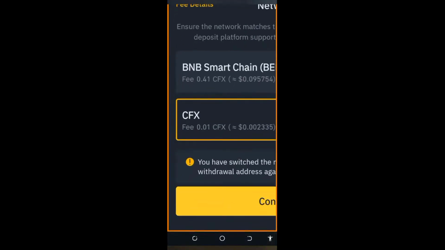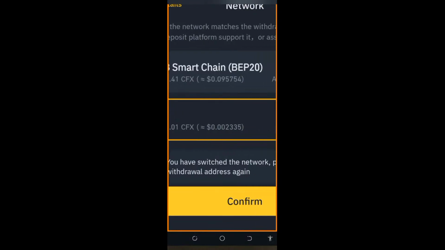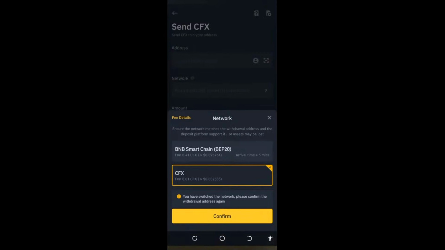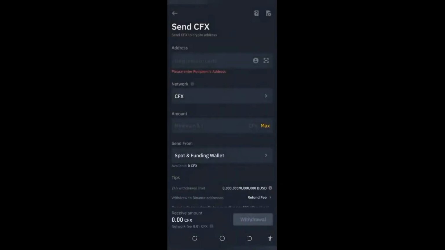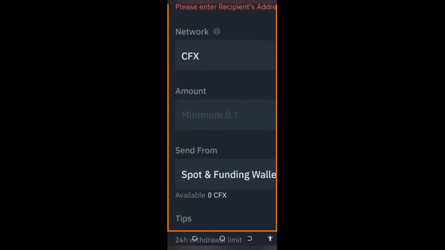How much is it? It's just about 0.002. That's less than 1 cent. Beautiful. That's less than 1 cent to send. Okay, let's go ahead and click on confirm. So what we're going to do here is that we need to be sure that this is going to deliver. Don't forget, if you send money to a wrong address, your money is gone. Okay, so now what is the minimum that we can send? The minimum is 0.1. Okay, 0.1 CFX.